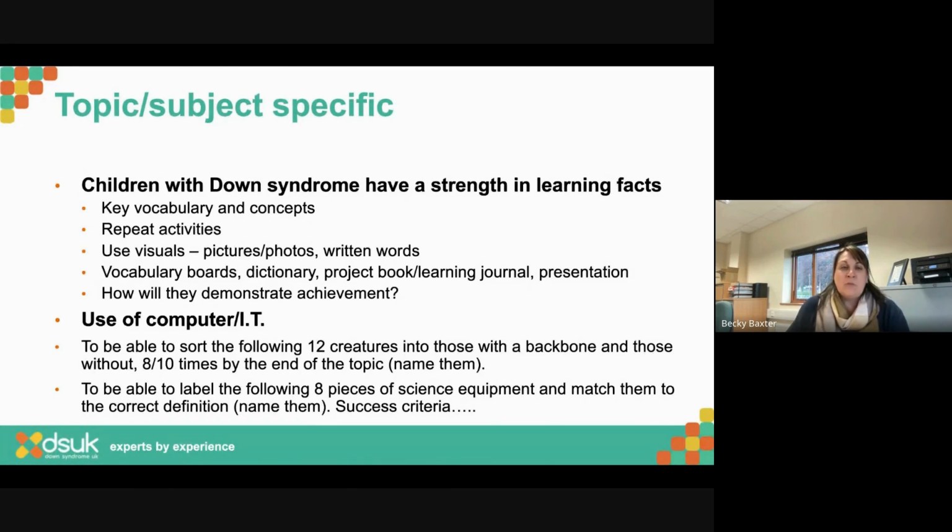So, a couple of examples: to be able to sort the following 12 creatures into those with a backbone and those without. That was an example that I saw last term. And a young lad was doing a very good job. He'd learned all about animals with backbones, and I was in there for the lesson where we were going, oh, and these ones don't have a backbone. But I know exactly the vocabulary that he's going to use, invertebrates. And what's it going to look like? He's going to sort them.